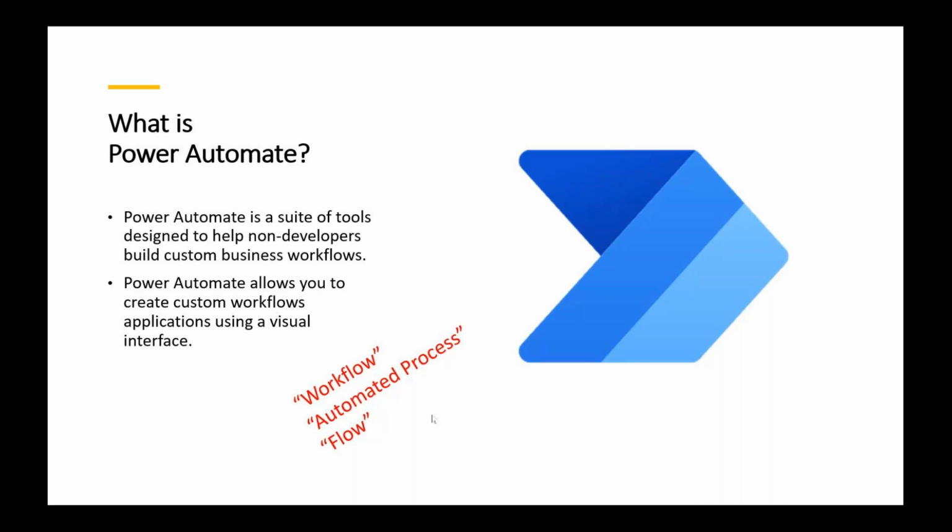So someone might just say workflow. Well, in the Office 365 environment, they're talking about Power Automate. And then they might say, well, we're going to automate processes. Well, again, they're referring to doing that with Power Automate. Or they might say, hey, I'm going to create a flow for that, or they might even say Microsoft Flow because that was the previous name of Power Automate. So if you hear those terms, again, they're all referring to the same thing. It's just Power Automate.